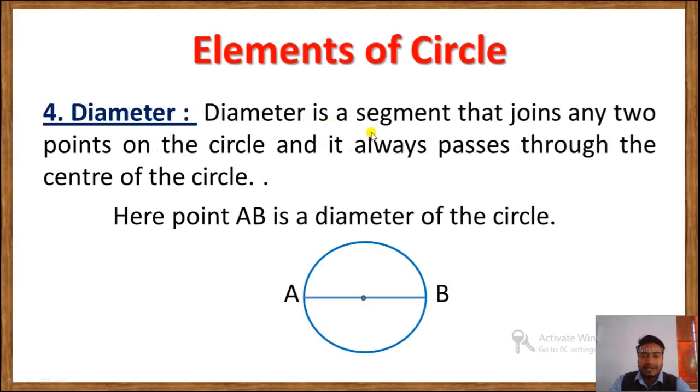Then diameter. A diameter is a segment that joins any 2 points on the circle, and it always passes through the center of the circle. So here you can see this is the line segment AB, and this line segment is passing through the center point. Okay, so we can draw more diameters. For that, we have to draw one line segment, and that line segment should pass through the center point, like this.